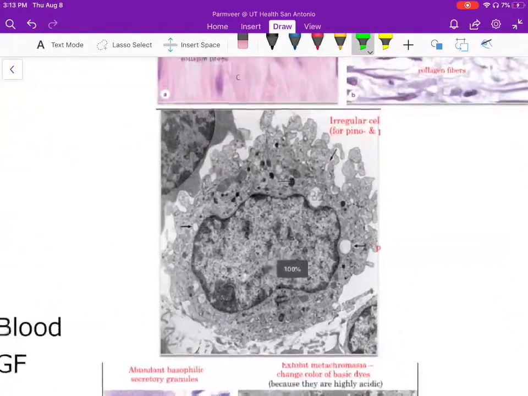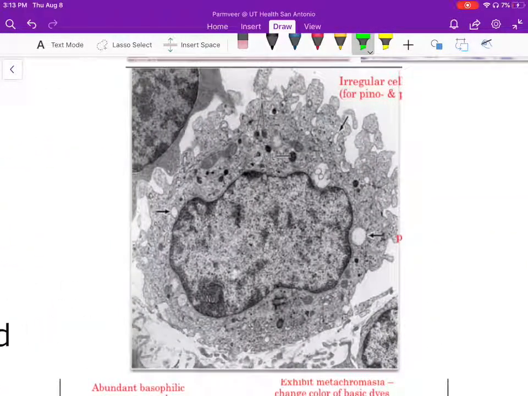Okay, here is your macrophage. So macrophage usually has a pretty irregular structure because it has to do pinocytosis and phagocytosis. A lot of granules you will find around the structure. That is basically too acidic and to kill the product.